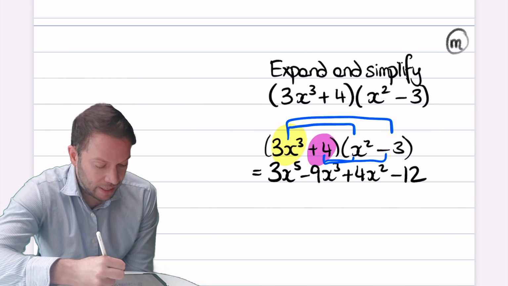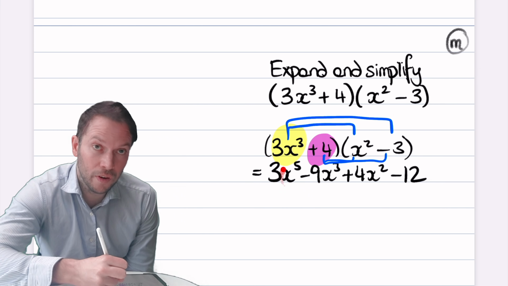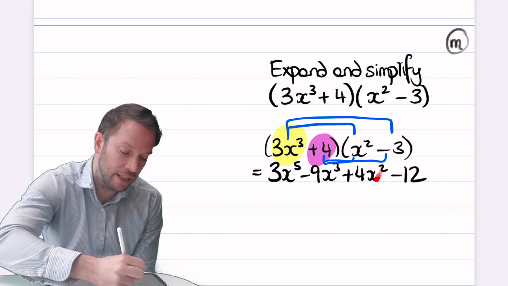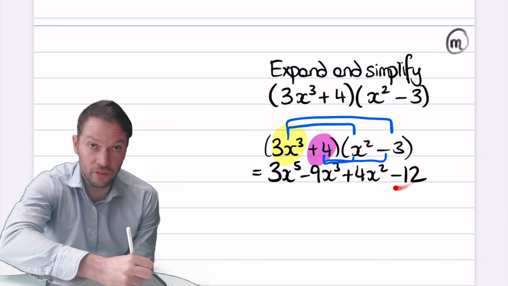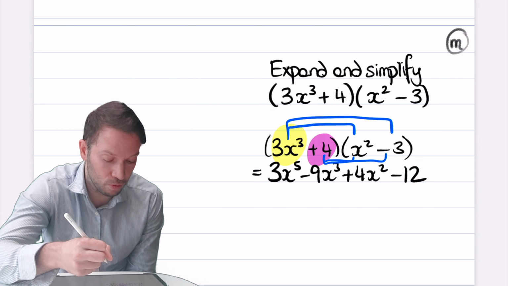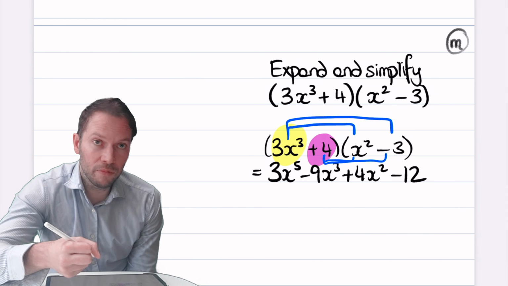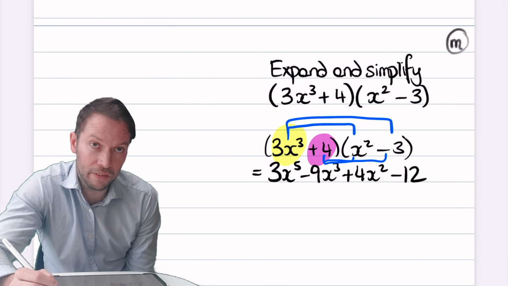like terms here that we can collect together? No, we don't, because that's an x to the 5 term, that's an x to the 3 term, that's an x squared term, and that's a constant term, which means it doesn't have any variables in it at all. So none of these are like terms. We can't simplify any further, and therefore that's the final answer.